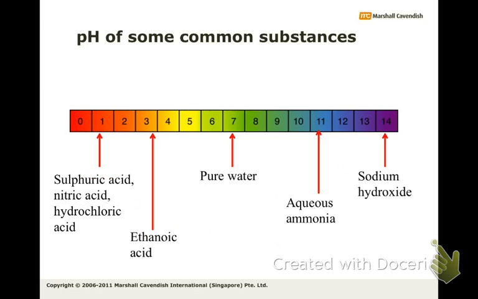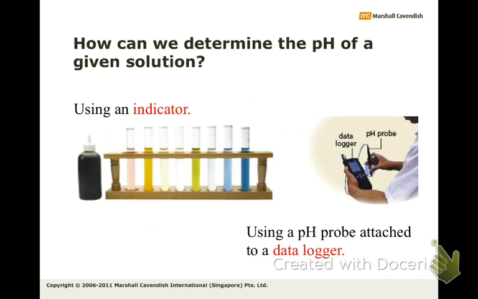Pure water, of course, is neutral, at 7. Aqueous ammonia, your pH probably lies around 9 to 11, a very weak alkali. And sodium hydroxide, potassium hydroxide, calcium hydroxide, they are among the stronger alkalis, so their pH would probably be 14. Now how do you determine the pH of a given solution?